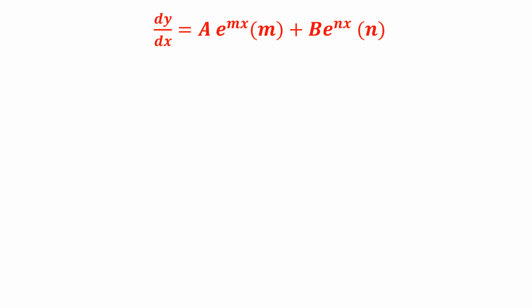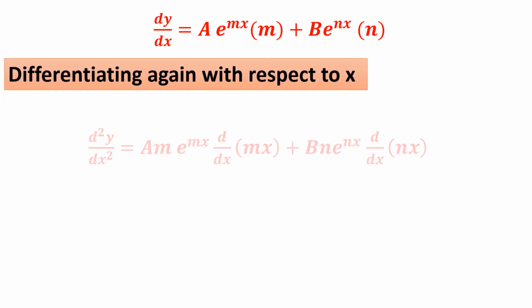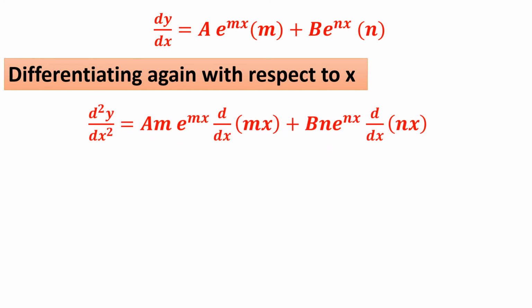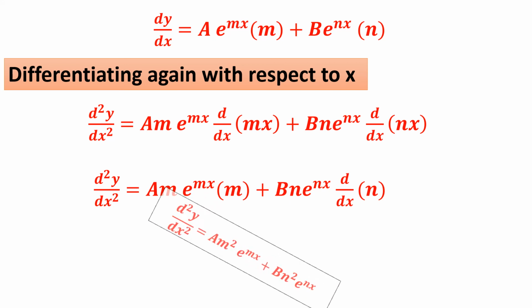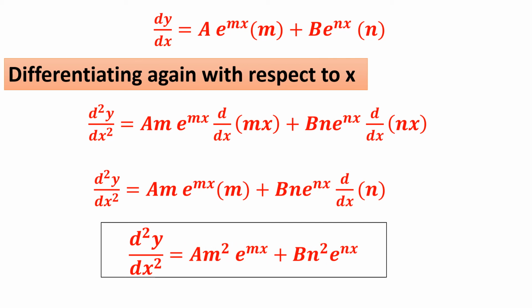We start with the first derivative. Differentiate it again. Am should be kept outside. E power mx differentiation is once again e power mx into d by dx of mx. Again keeping bn outside, e power nx differentiation is once again e power nx into d by dx of nx. Once again, differentiation of mx is m, differentiation of nx is n. Therefore, it will become a m square into e power mx plus b n square into e power nx. Therefore, we got the first derivative, we got the second derivative.